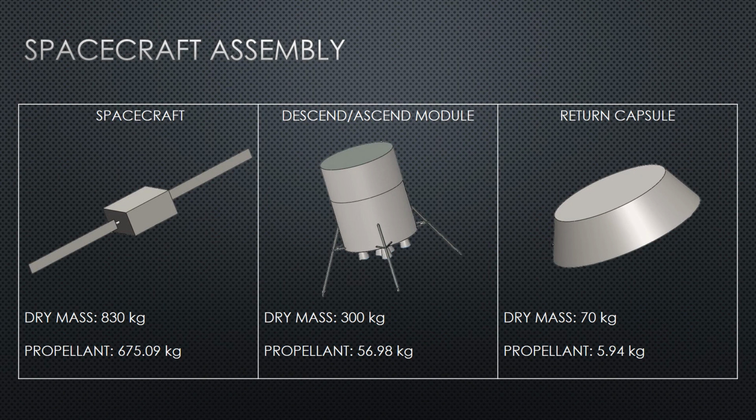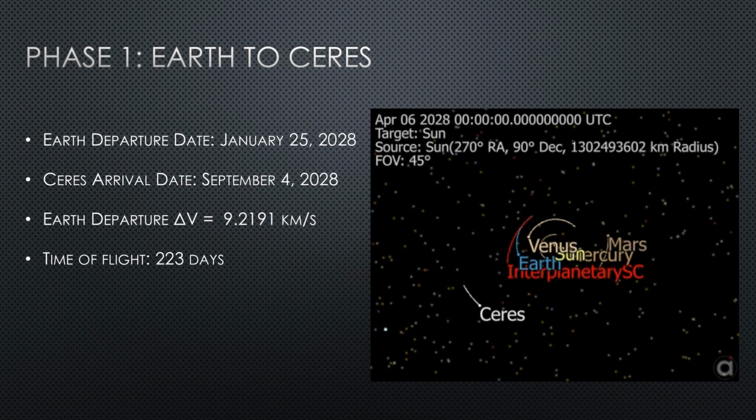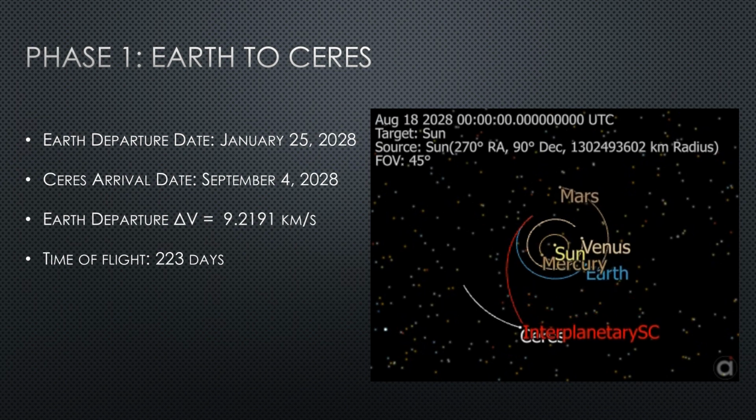The payload consists of a spacecraft, landing ascending module, and a return capsule. The dry and propellant mass is listed below for each component. The mission will begin with a parking orbit around Earth. The initial mass of the spacecraft is 2,055 kilograms.